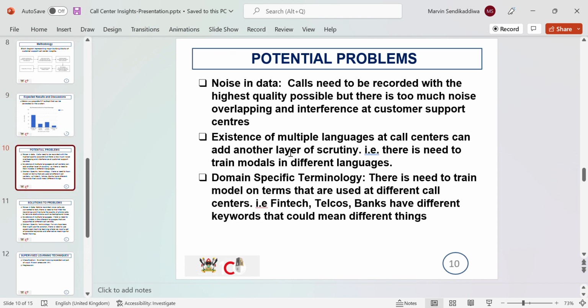The potential problems associated with this solution are: one, the noise in the background, because you realize that this environment is associated with a lot of back and forth exchange of words between fellow employees, and on the other end, the customer, if they're an agent, they are working in a loud environment. So that's one of the problems. The other one is the existence of multiple languages, and the third is the domain-specific terminology. You realize that something means different things in different areas, and those are the problems we're going to address soon.